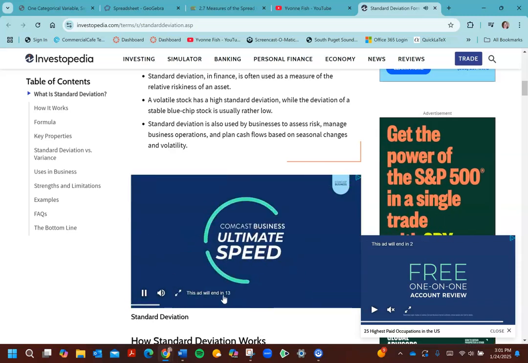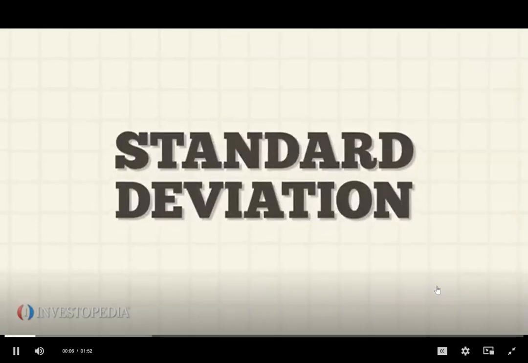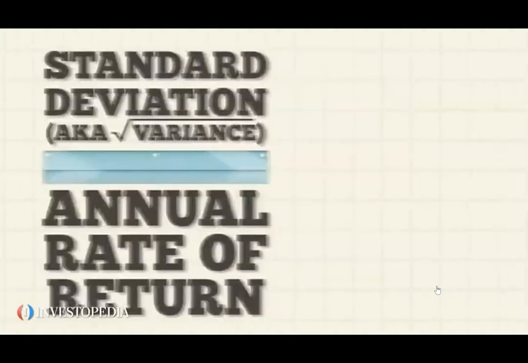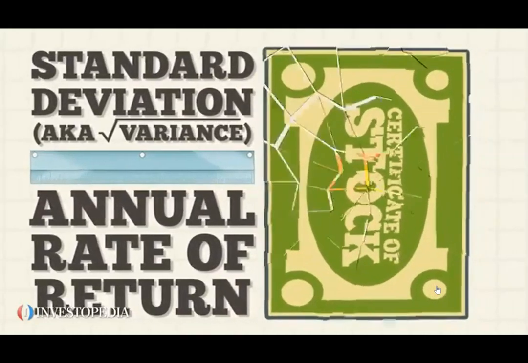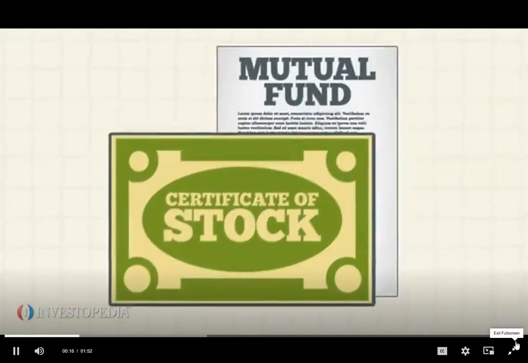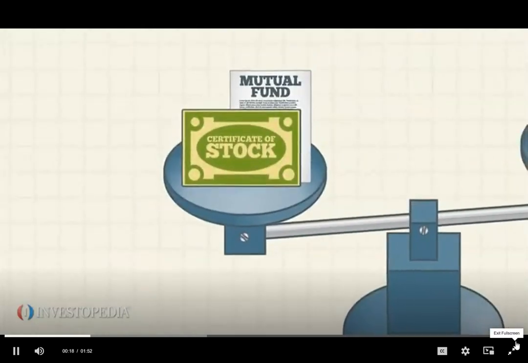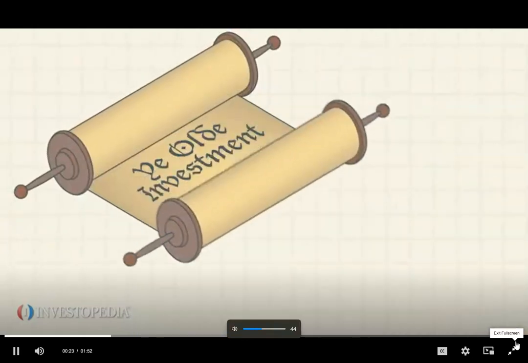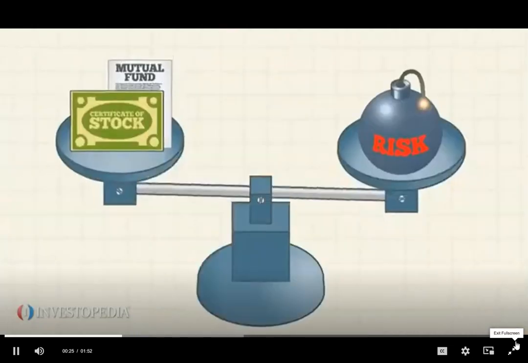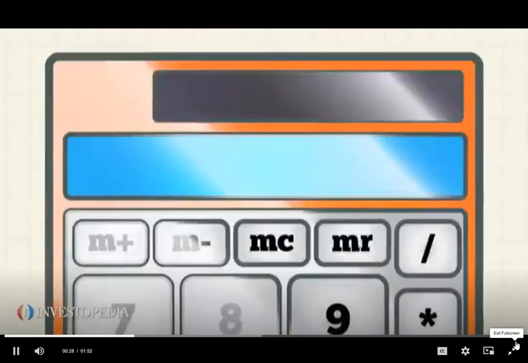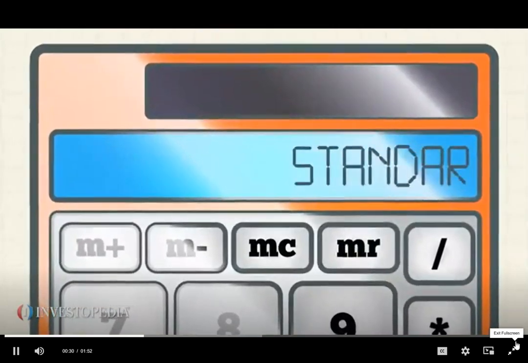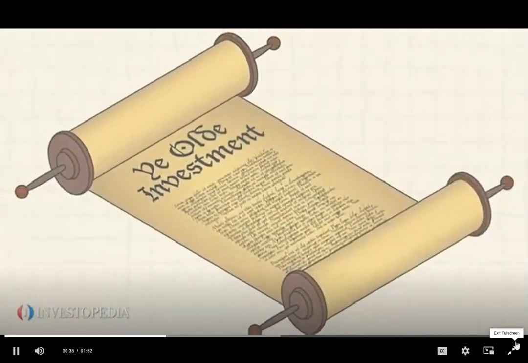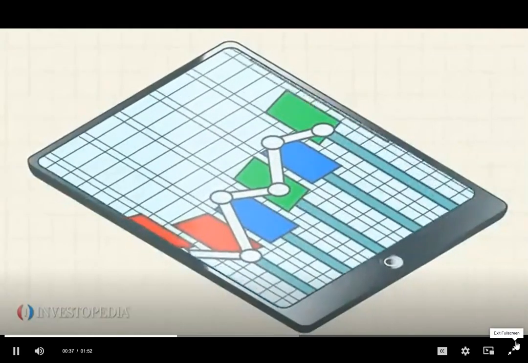Introducing Ultimate Speed from Comcast Business. Standard deviation, or the square root of the variance, is a measure applied to the annual rate of return of an investment to measure the investment's volatility. Every time you buy a stock or a mutual fund, you're weighing its expected return against its inherent risk. The past gains or losses of an investment are fairly easy to look up, but gauging risk is a little trickier. Applying the standard deviation formula will show how much an investment's price has gone up or down in the past, and therefore helps in evaluating future outcomes.